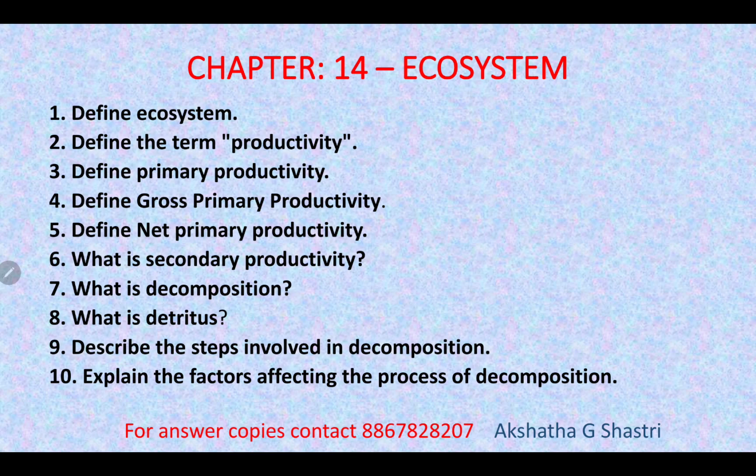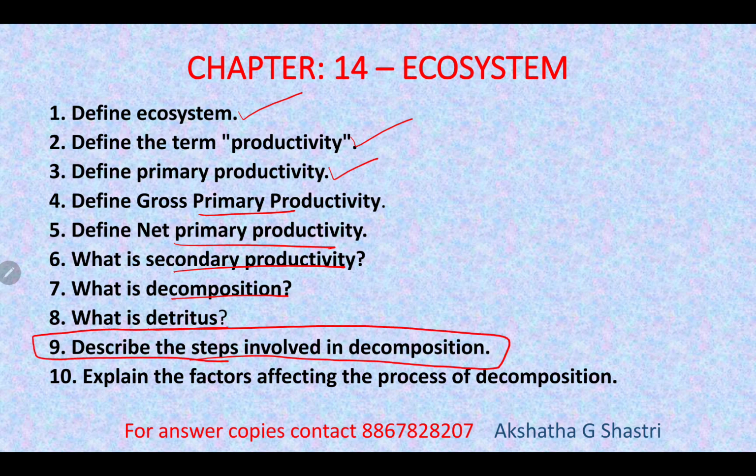Next, let's move towards the ecosystem chapter. In this, define ecosystem, define the term productivity, define primary productivity, gross primary productivity, net primary productivity, what is secondary productivity, decomposition, what is detritus, then describe the steps involved in decomposition, this is 5 marks, and explain the factors affecting the process of decomposition.